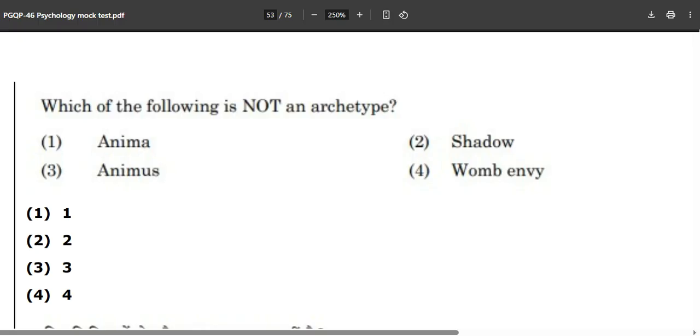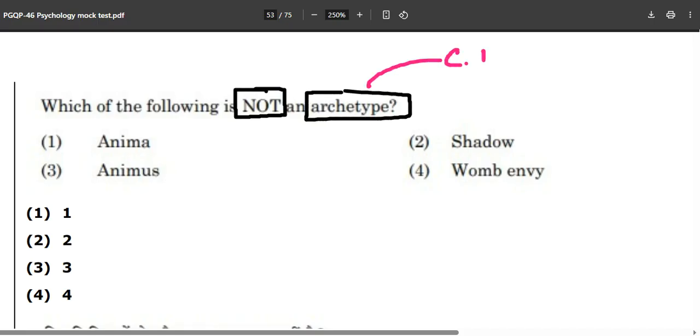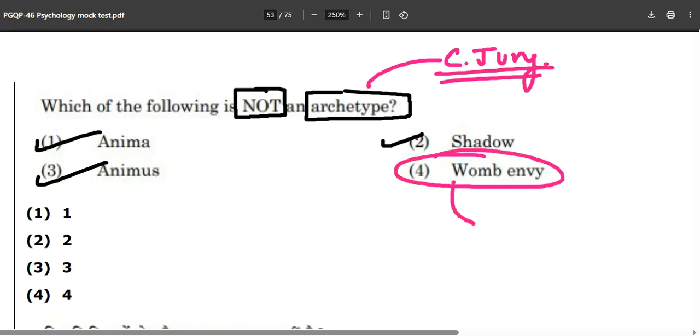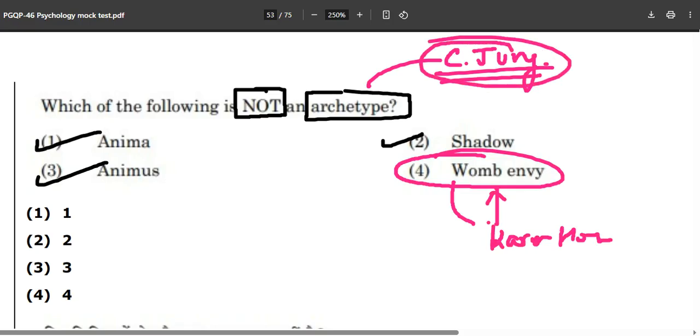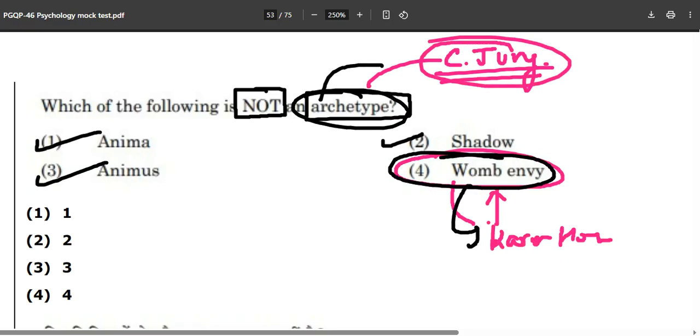Now, once again, an easy one. Which of the following is not an archetype? Obviously, archetype was given by C. Jung, whatever you want to call him. Anima, animus, and shadow are archetypes. But you just learned right now, womb envy was given by whom? Even if you know womb envy was given by Karen Horney, still you will be able to solve this answer even if you don't know about Carl Jung. Because womb envy is given by Karen Horney, and archetypes are given by obviously Carl Jung.